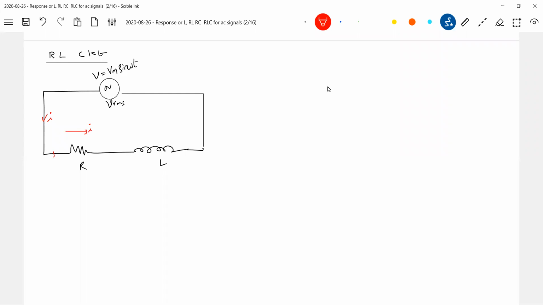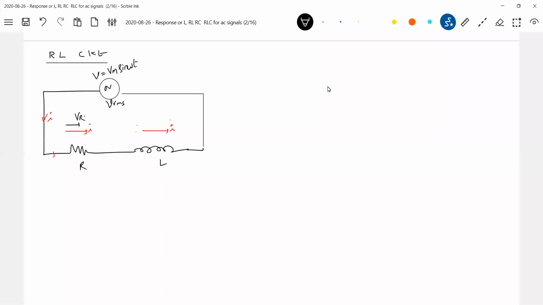Or some phase angle. Then the same current will pass through this inductor also. I don't know the phase of that current, some phase, let it be. Okay, let's come to this. Across the resistor, will there be any phase difference? Nothing. So VR will be in the direction of current I only. Both will have the same phase.